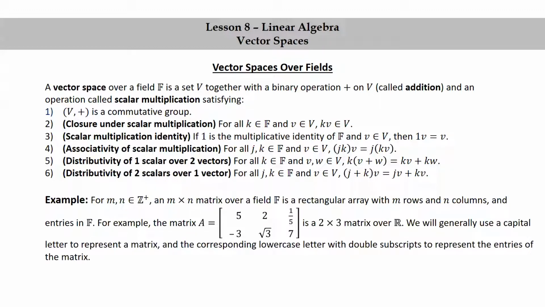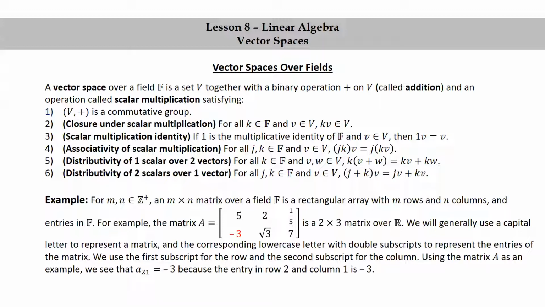We will generally use a capital letter to represent a matrix and the corresponding lowercase letter with double subscripts to represent the entries of the matrix. We use the first subscript for the row and the second subscript for the column. Using the matrix A as an example, we see that a sub 2,1 is equal to -3 because the entry in row 2 and column 1 is -3. Similarly, we have a11 equals 5, a12 equals 2, a13 equals 1/5, a22 equals root 3, and a23 equals 7.